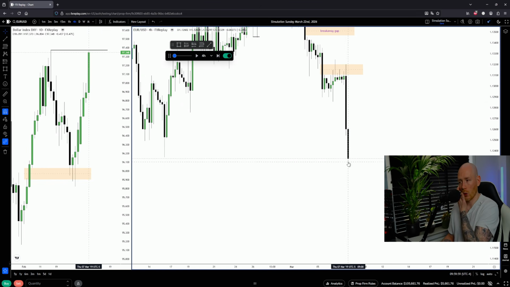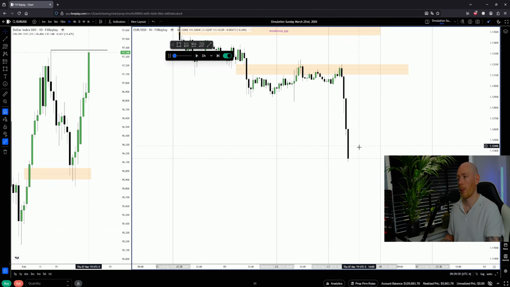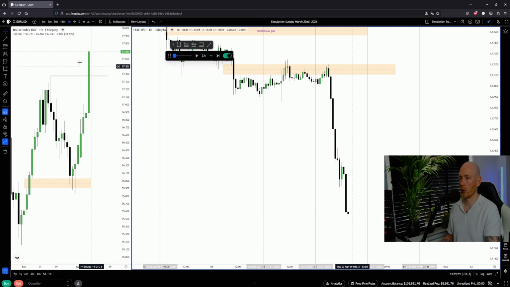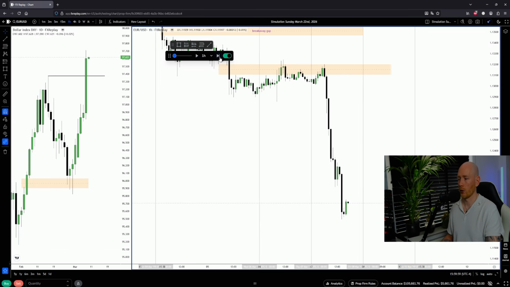Okay, this trade is over. What we should do is just skip. Maybe we skip Friday as well. We'll see. Oh my lord, look at that candle. Look at that candle. Another 50 pip drop. Okay. Yeah, this weekly candle is done.